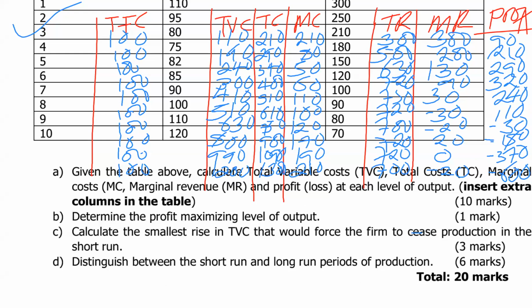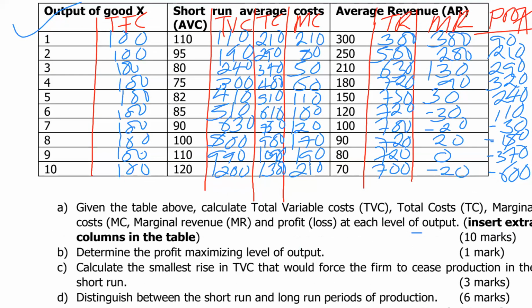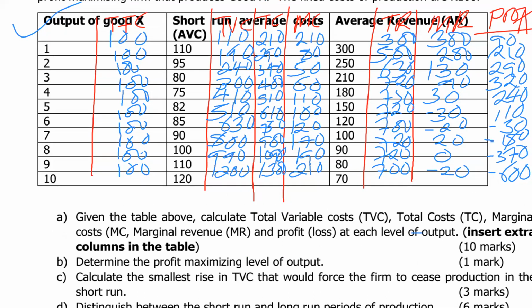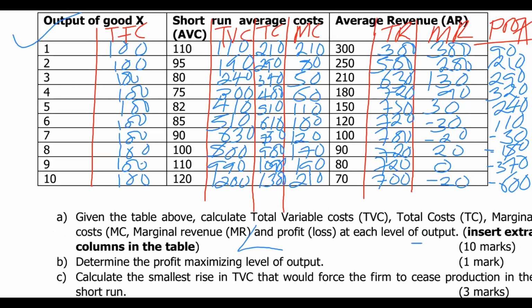Okay. What is the smallest rise in total variable costs that should force the firm to cease production in the short run? So here, I think I got 240 minus 90, which was 50. That was the smallest rise. Let me come again. I got 240 minus 90, which gave us 50. You got 440 minus 190.